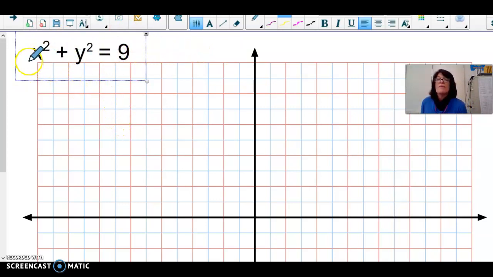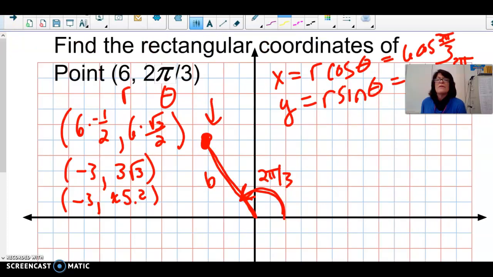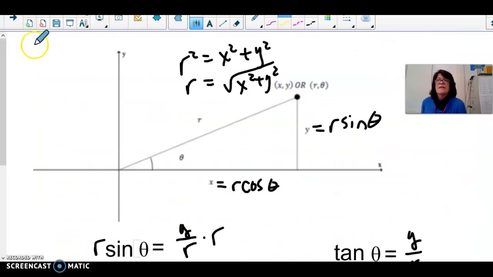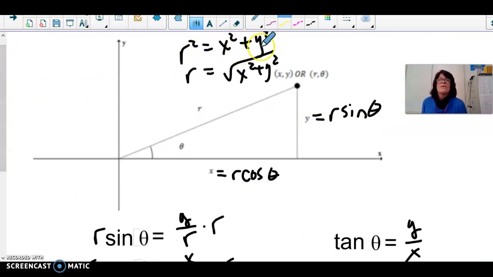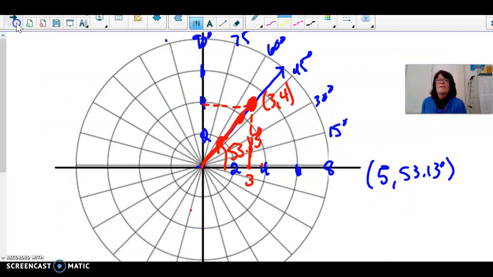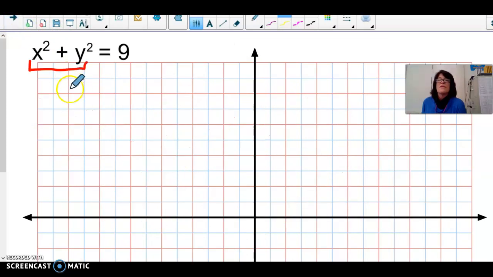Well, x squared plus y squared, doesn't that equal r squared? Isn't that what we learned way back here? R squared equals x squared plus y squared. Right? Okay, we've been using that. Well, don't forget, we use it here too. It's not just true sometimes, it's true all the time. R squared equals 9. So that means r equals 3.